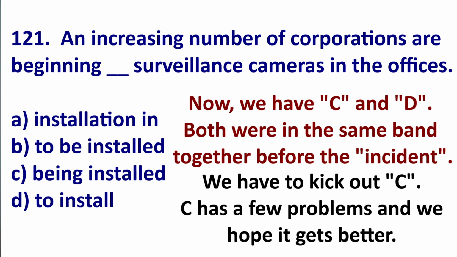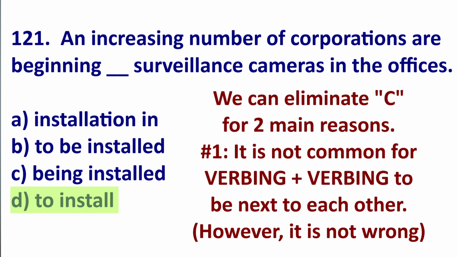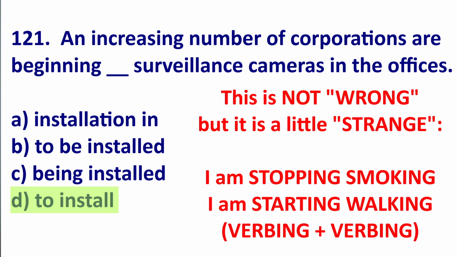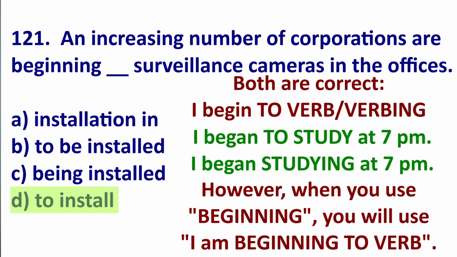Well, eliminate C for two reasons. You can see it says being. Now, it is not always wrong, but it is often strange to have verb ing, verb ing. Even if I say, I am stopping smoking. Now, it's not grammatically incorrect, but it sounds strange. So after begin, you can have begin to verb and begin verb ing. It means the same thing.